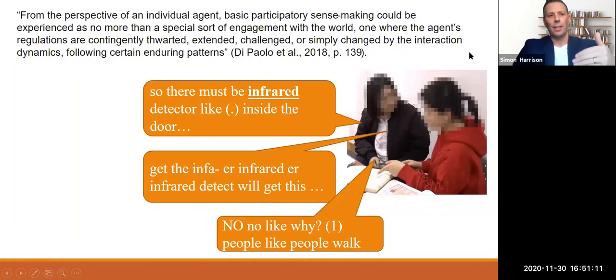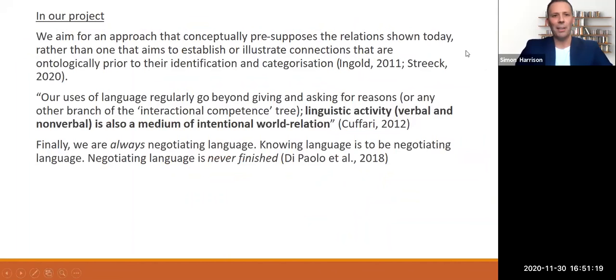I realize that I'm not going into as much depth as I'd like there, and maybe as I'm able, but I will try to do so in the paper that we'll write up about this. So in the project, we're aiming for an approach that conceptually presupposes the relations that I've been showing today, rather than one that aims to establish or to illustrate the connections that would be ontologically prior to their identification and categorization. And that would be unpacked by reading into Ingold's Being Alive and Straus's Self-Making Man.